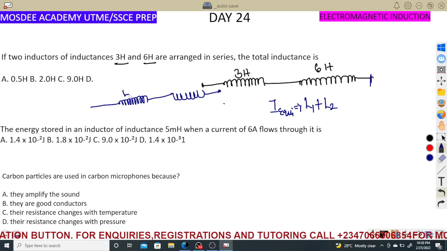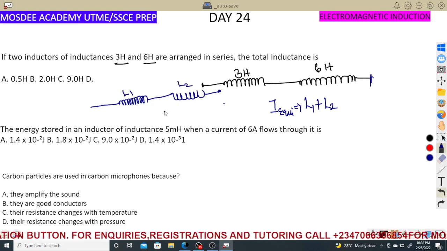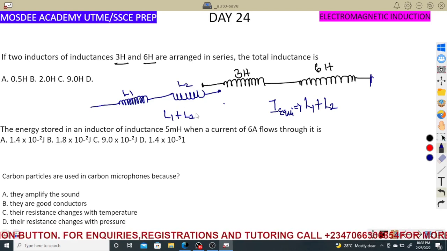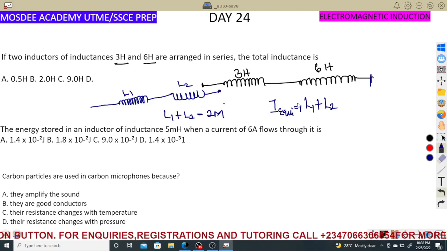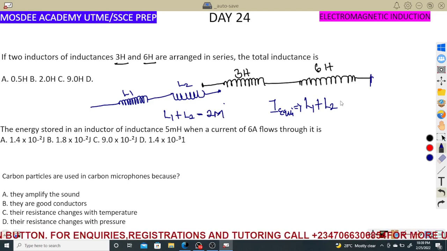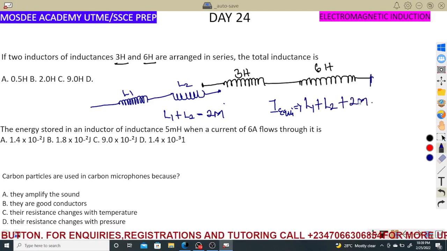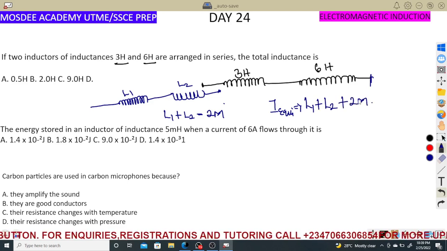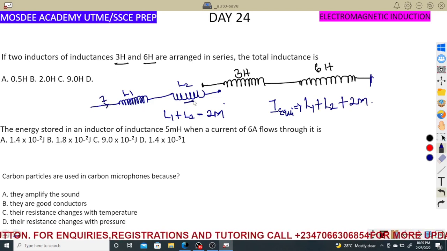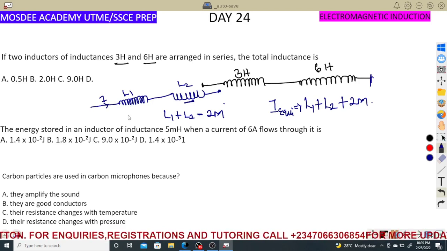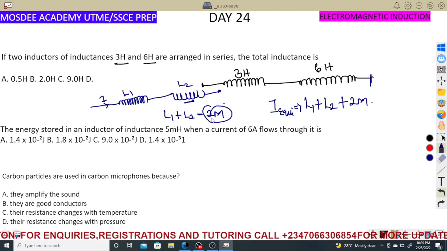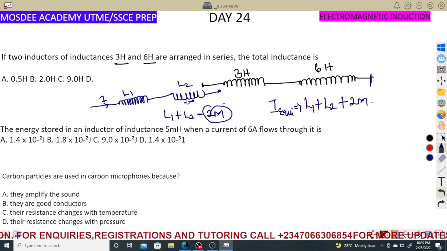I can say the total, if this one is L1 and this is L2, will be L1 plus L2 minus 2M, because there will be mutual interaction between the two of them. But if this one too is not isolated and it is in the same direction, it will be L1 plus L2 plus 2M. What is M? The mutual inductance. Current that flows from this one will be supplied to this one. So this minus 2M is always used if they are not facing the same side.